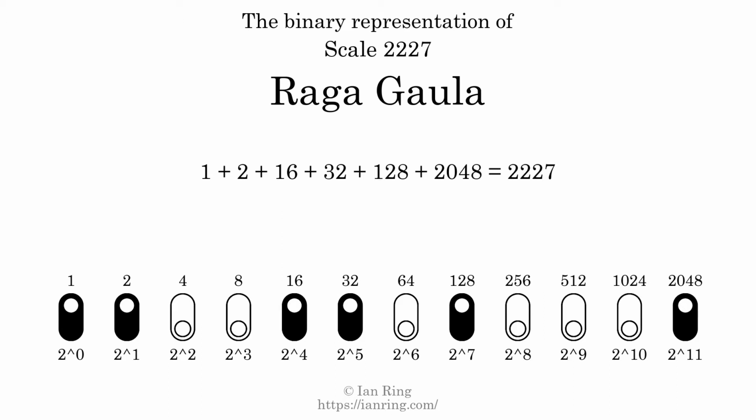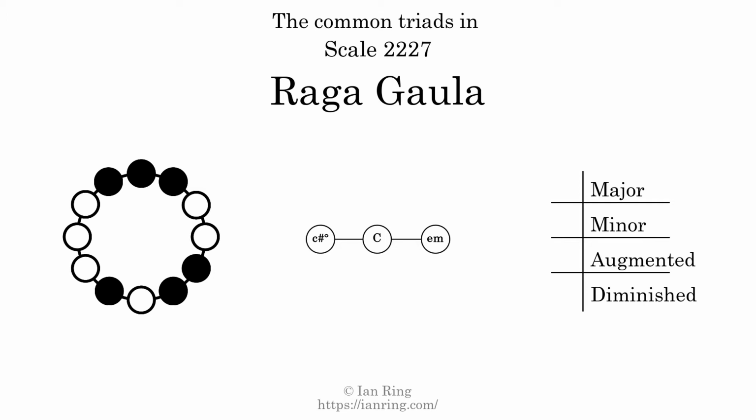2227. The scale number not only enumerates the scale with a unique index, but it also literally describes the tonal content of the scale. Represented as a binary number in base 2, the scale number is 100010110011. Here are the common triads present in this scale.